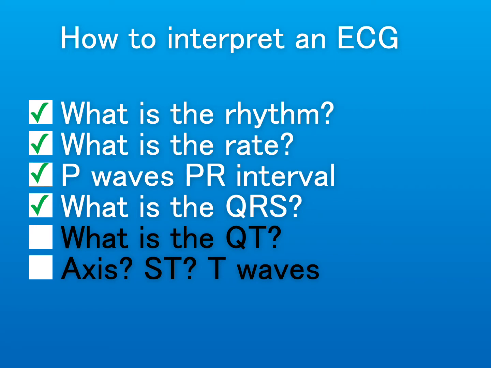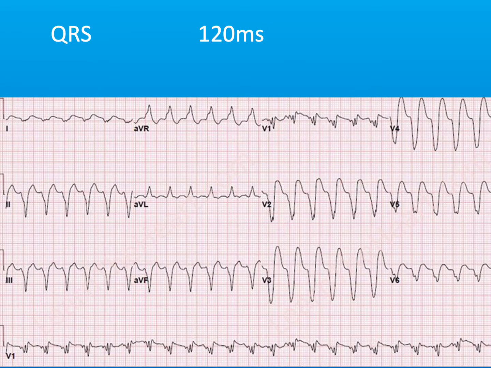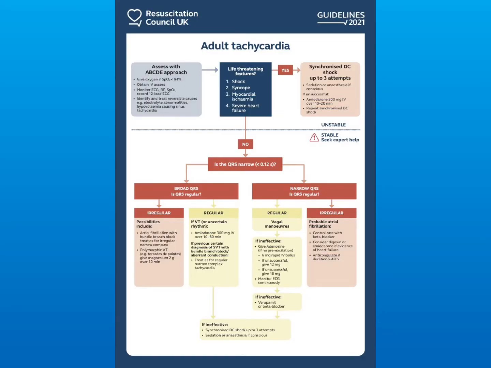Next question, is the QRS complex narrow or is it wide? In this example, you can see skinny complexes, which means less than 120 milliseconds. And 120 milliseconds would be 3 small boxes wide. In this one, you can see some wide QRS complexes, which are 120 milliseconds wide or more. So again, 3 small boxes. And this one would be a wide complex tachycardia.